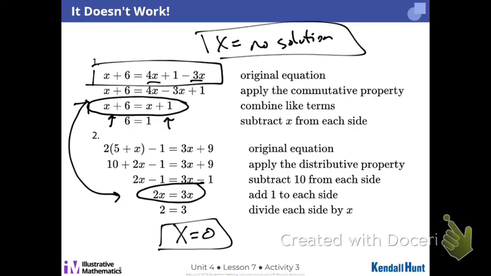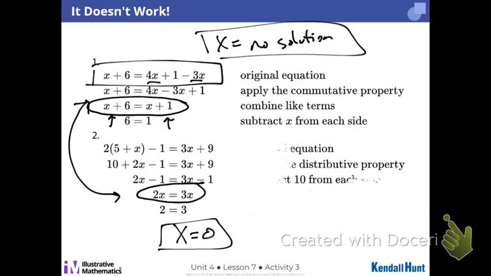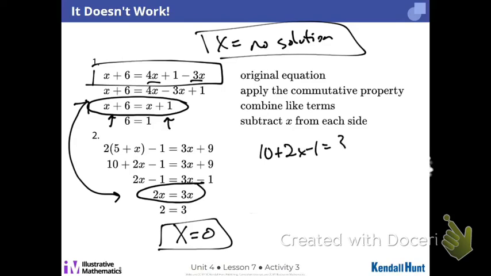Now I'm going to show you something in the algebra that will never make you have to think this hard, okay? This is how I would solve this equation myself. I'd solve it a little differently. I would go right here to the 10 plus 2x minus 1 equals 3x plus 9. I would combine like terms. 2x plus 9 equals 3x plus 9.